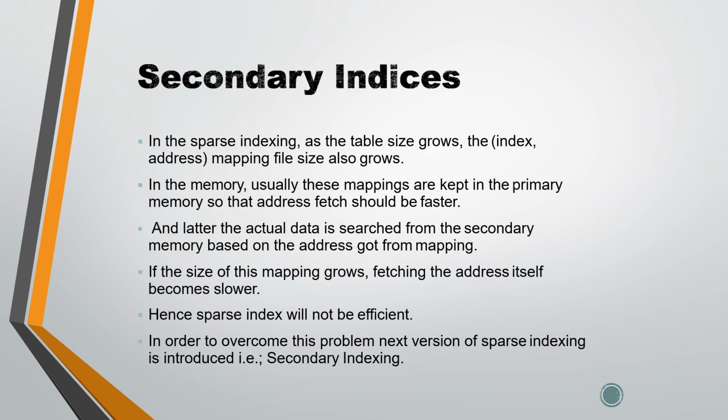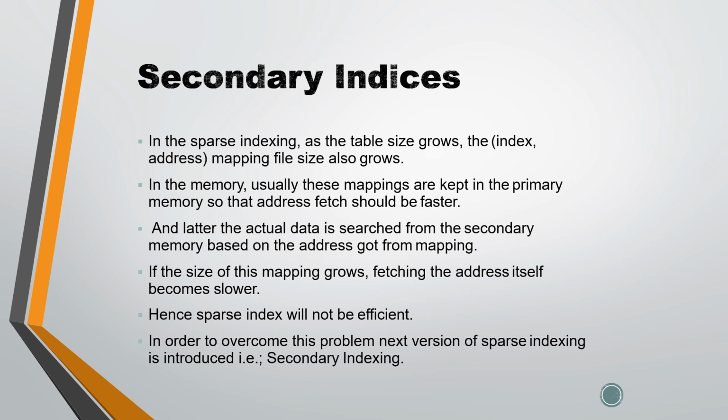And the next type of indexes are secondary indices. In sparse indexing, as the table size grows, the mapping file size also grows. In memory, usually these mappings are kept in primary memory so that the address fetch is faster. And later the actual data is searched from the secondary memory based on the address got from the mapping. As the size of the mapping grows, fetching the address itself becomes slower. Hence, the sparse index will not be efficient.